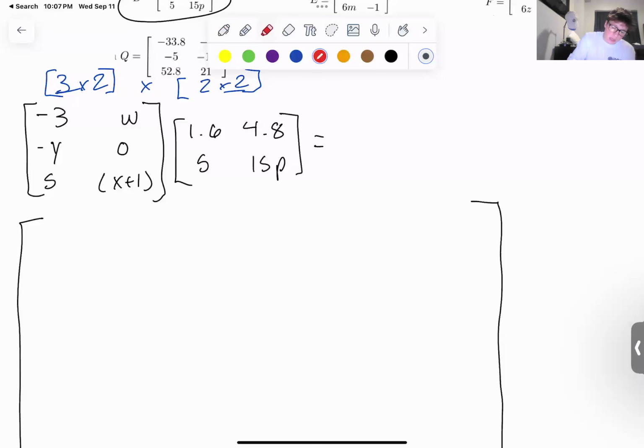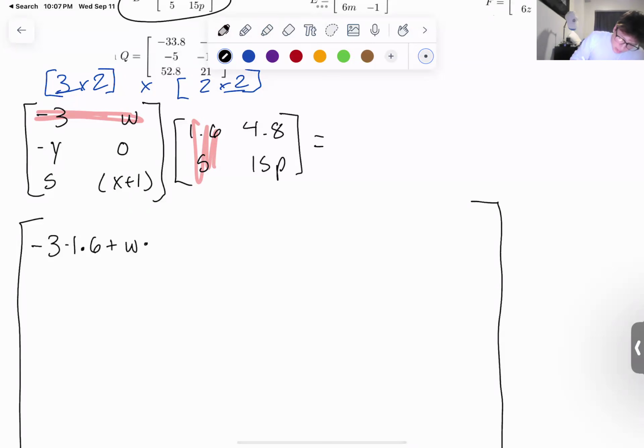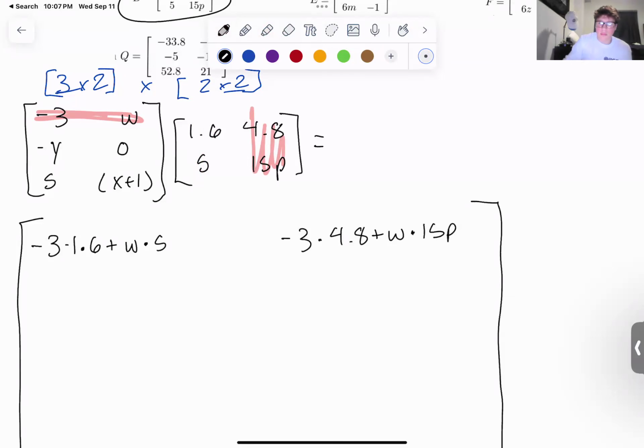In the first spot, you're multiplying this first row by the first column. So -3 times 1.6 plus W times 5. In the second spot, you're multiplying that first row still, but now by the second column. So it's going to be -3 times 4.8 plus W times 15p. Joshua, I will repeat it when we get to a question with it, so I'll repeat it then.